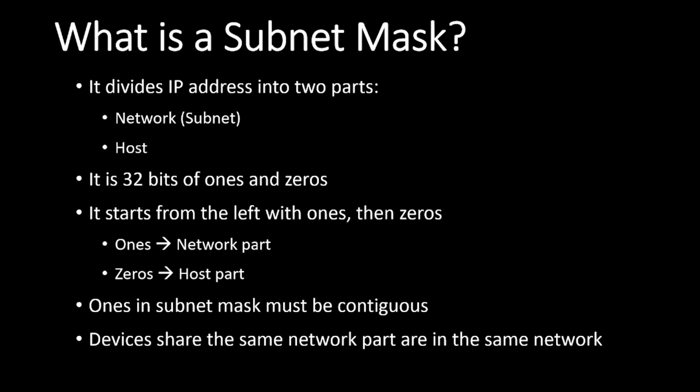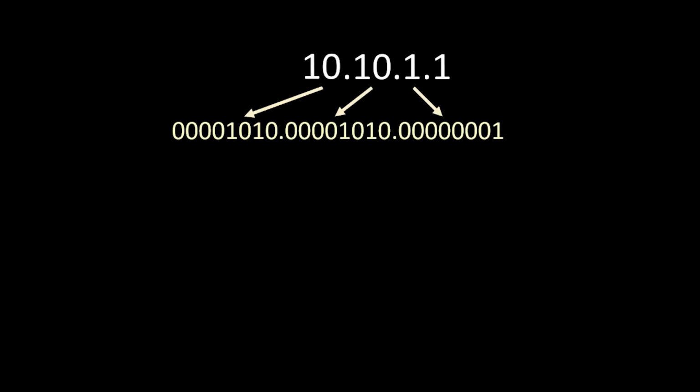To clarify this more, let's take an example. This is an IP address, 10.10.1.1. We always start by converting this into binary, mainly because computers understand binary only. The decimal representation is only for humans to be able to read and memorize IP addresses, but computers understand only binary format. So if you convert this 10.10.1.1 into binary, we will get this format. So this is 10 in binary, this is another 10 in binary, this is 1 in binary, and this is another 1 in binary. So we have the binary format for that IP address.